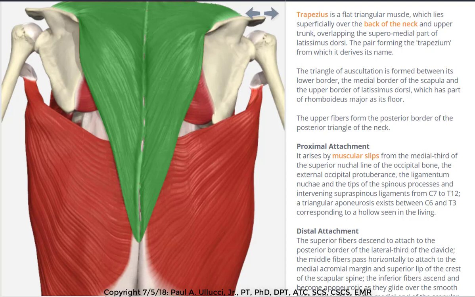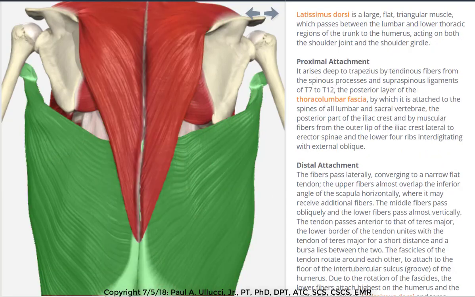Horizontal direction, that's mid trap. And then coming down from the neck, of course, or up to the neck would be the upper trap. Again, here's our friends, the lats.